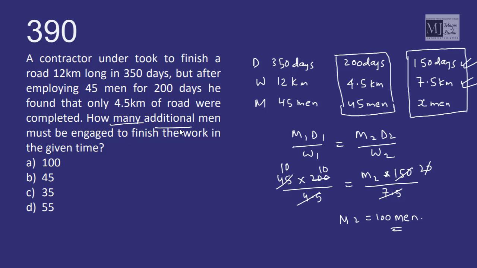Now what is the question? How many additional men are required? We already have 45 men with us. Additional workforce required is 100 minus 45, that is 55 men. 55 new men need to be employed so that work is completed on time. Option D fits in.